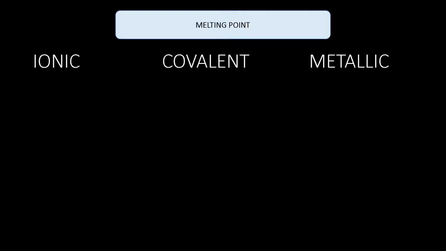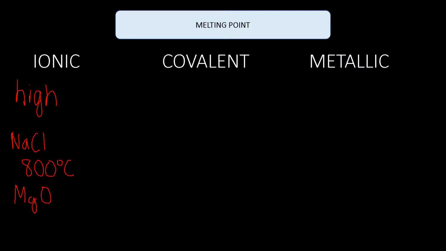Next, we're going to talk about melting point. An ionic bond has a very high melting point. And to give you an example of this, NaCl has a melting point of 800 degrees Celsius. And another example is MgO, magnesium oxide, and that has a melting point of 2,852 degrees Celsius.